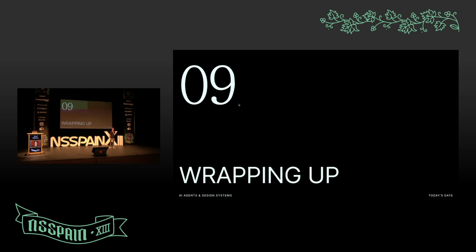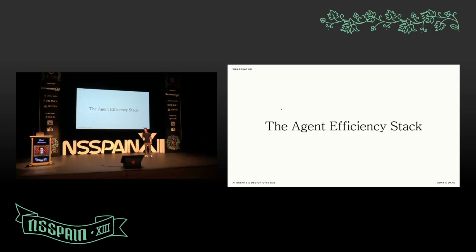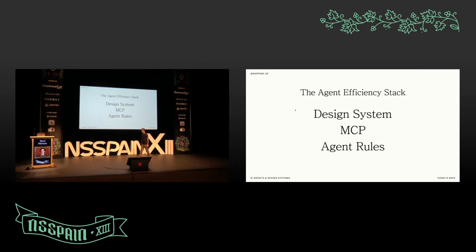Yeah. So to wrap up, the agent efficiency stack: design system, MCP, and agent rules. It's not a golden path. It's just three simple things. The majority of companies right now are using this. So it's just putting all the pieces together and reducing the guesswork.